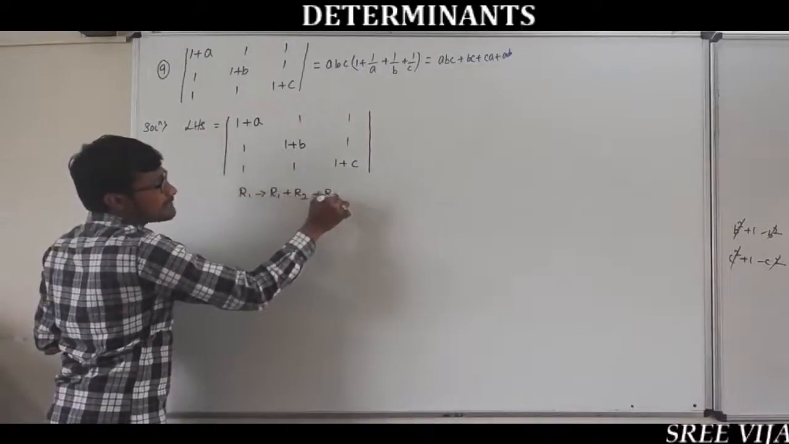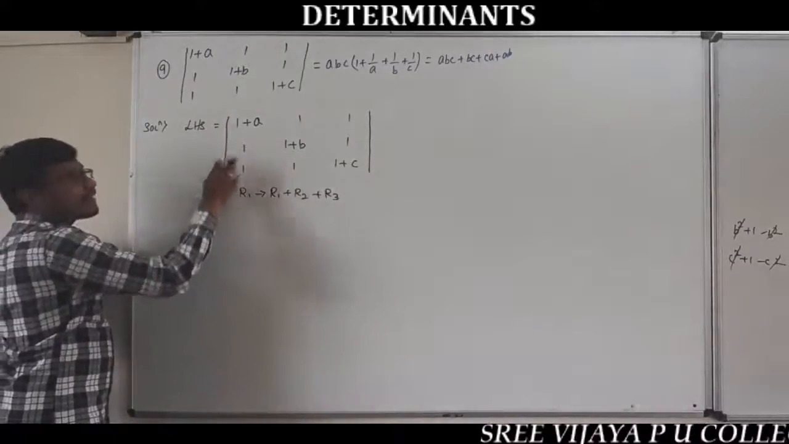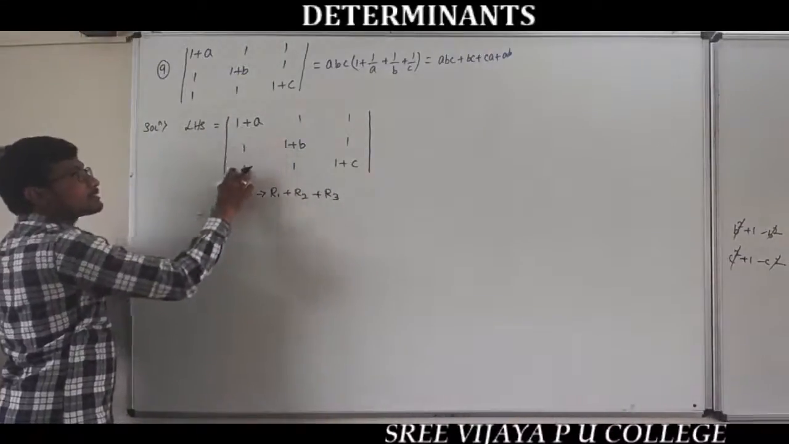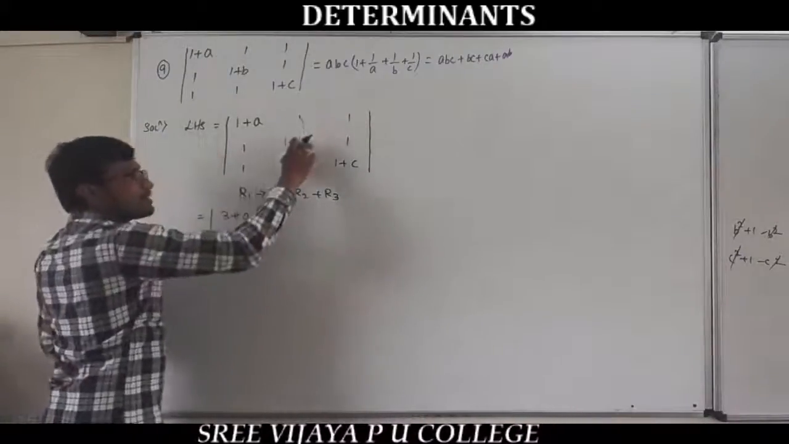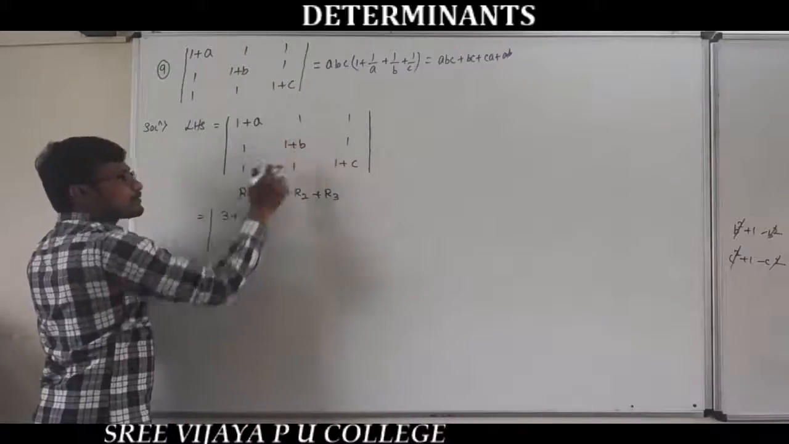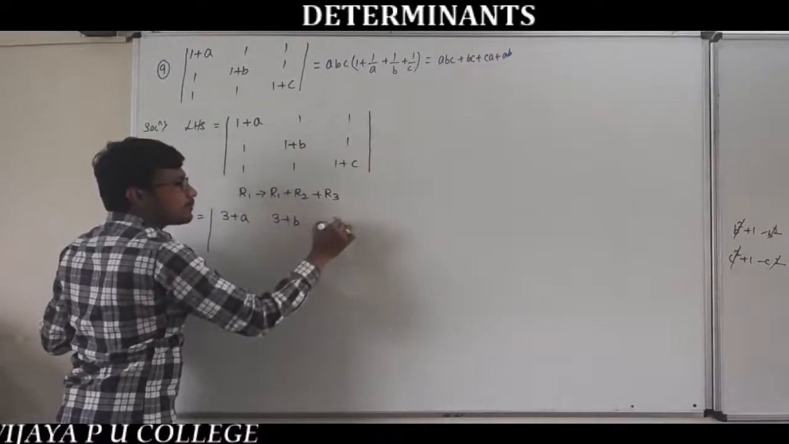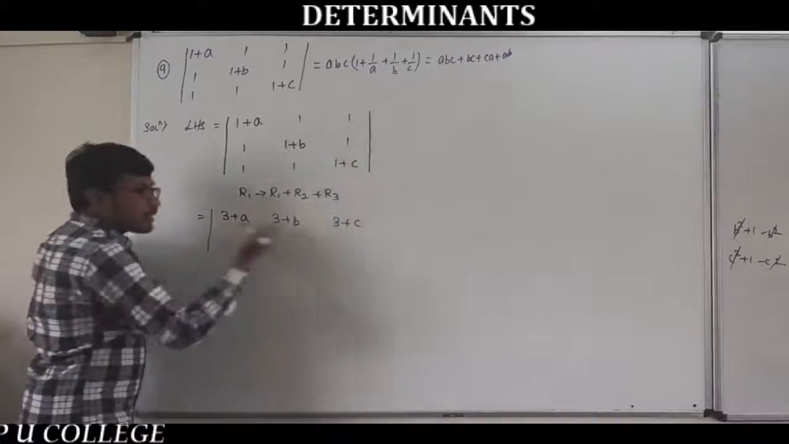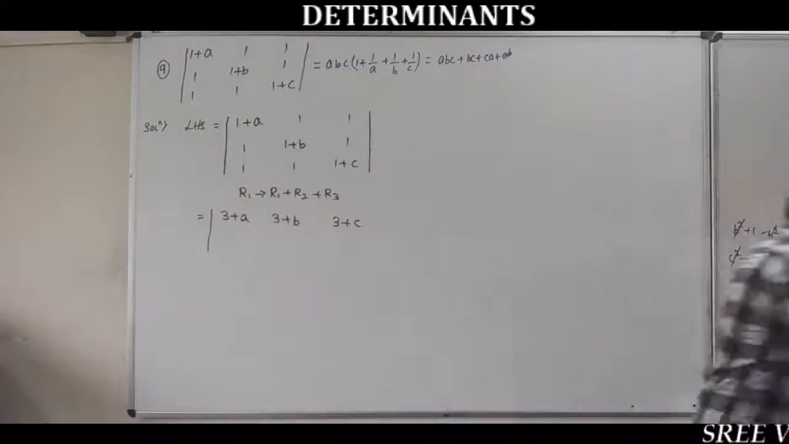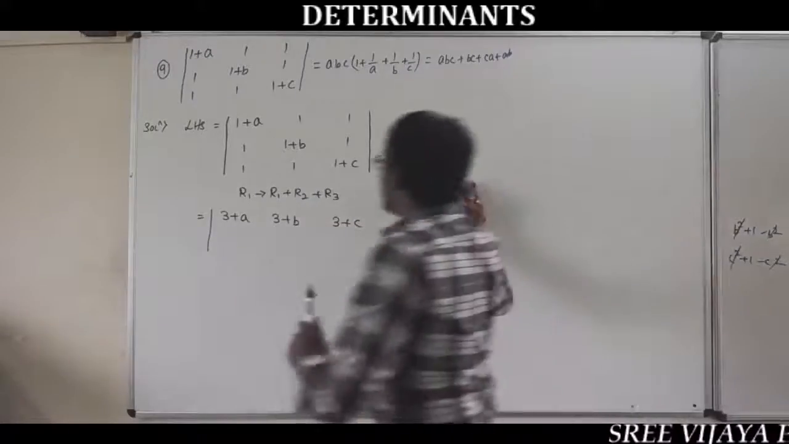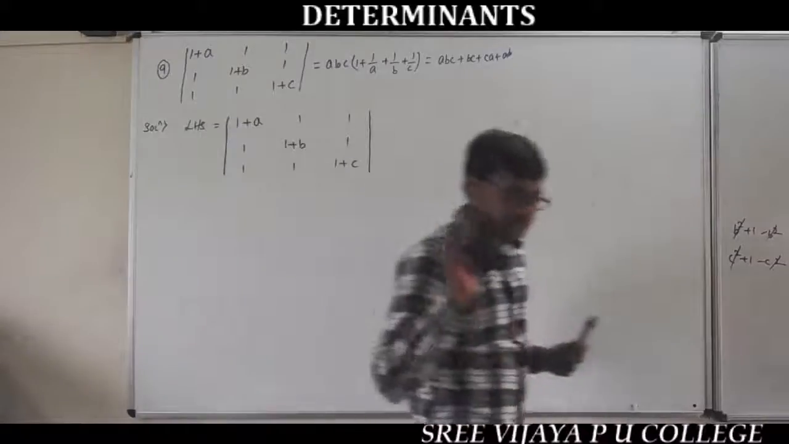R1 plus R2 plus R3. What is this R1 plus R2 plus R3, right? 1 plus A plus 1 plus 1, 1 plus 1 is 2 plus 1 is 3 plus A. R1 plus R2 plus R3: 1 plus 1 plus 1 is 3 plus B. 1 plus 1 plus 1 is 3 plus C. If we can take any as a common, so no, right? It's not possible to take. So that's why you cannot apply R1 changes to R1 plus R2 plus R3 here.